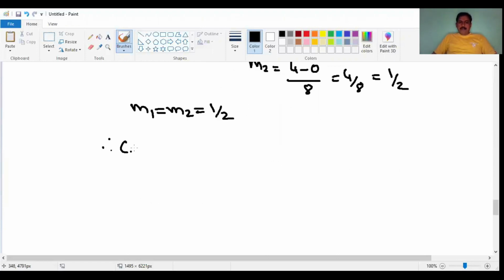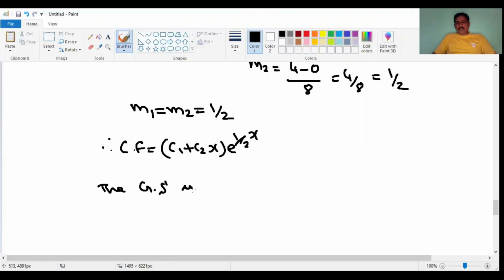Therefore, your complementary function is (c1 + c2 x) e^(x/2). There is no right hand side term. Therefore, the general solution is y equal to (c1 + c2 x) e^(x/2).